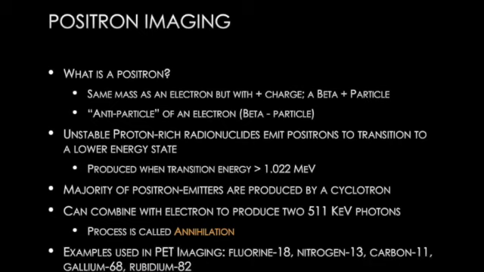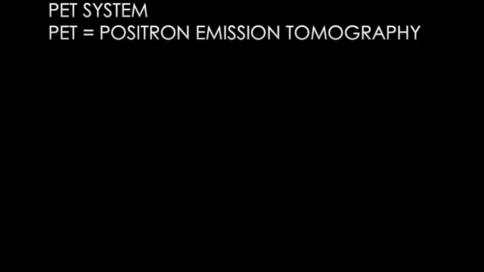Some examples of positron-emitting radionuclides that are used in imaging include fluorine-18, which we'll primarily be talking about in this lecture, nitrogen-13, carbon-11, gallium-68, and rubidium-82. Now, what is a PET system? PET stands for positron emission tomography. But the catch is that no positrons are actually imaged.